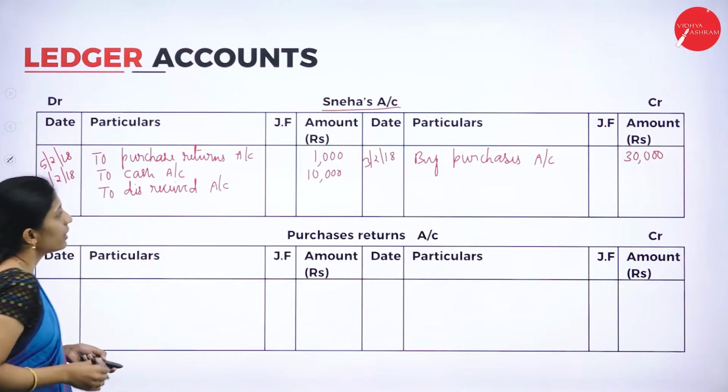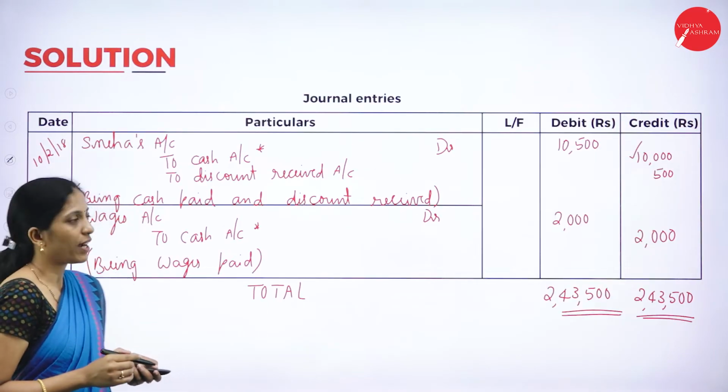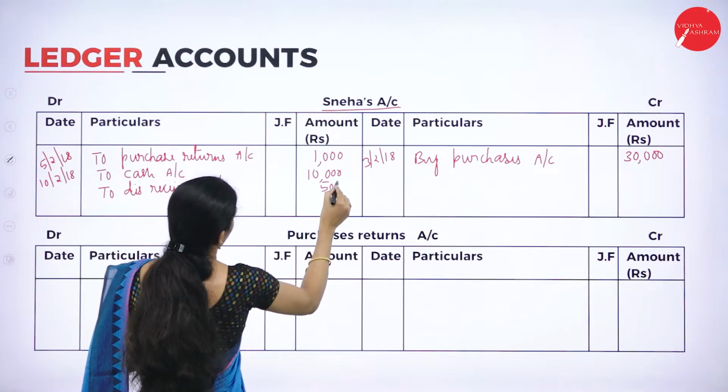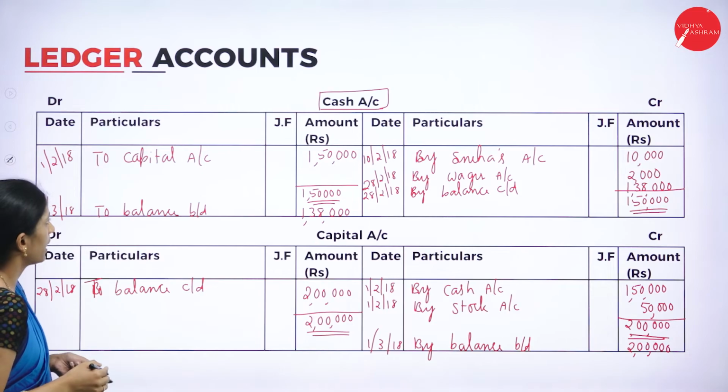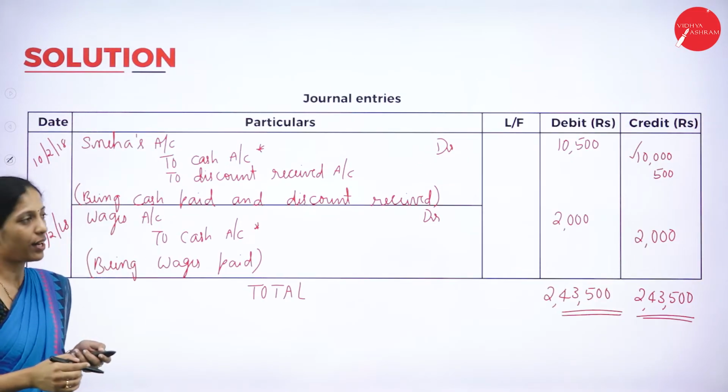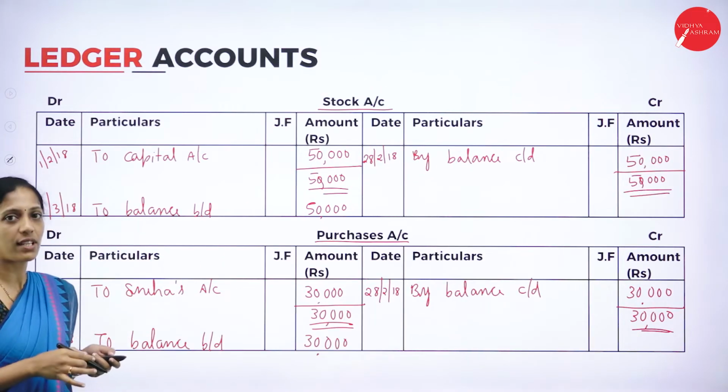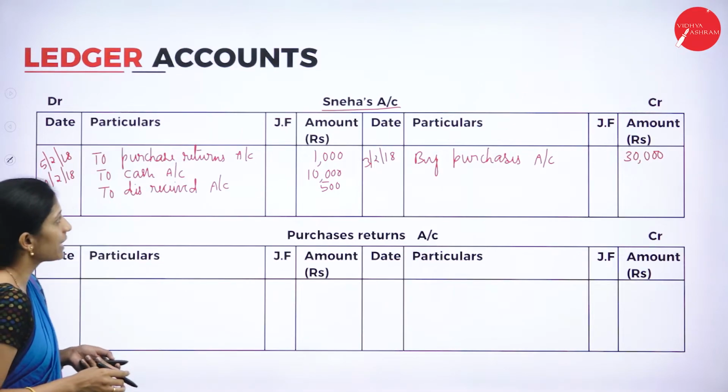So what is the amount? Discount received is 500. Here it is 500. Now let us see any other transactions relating to Sneha again. There is no other transaction, so we have to balance both the sides and the balancing figure has to be carried down.